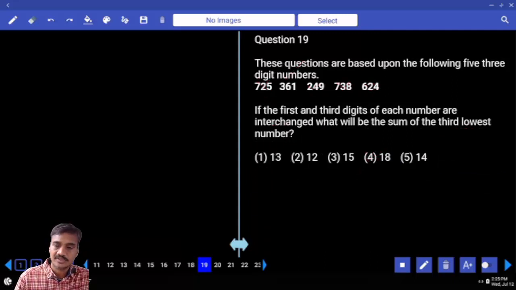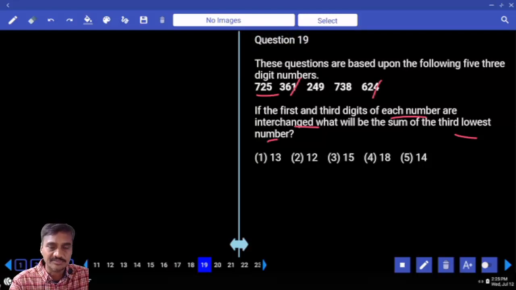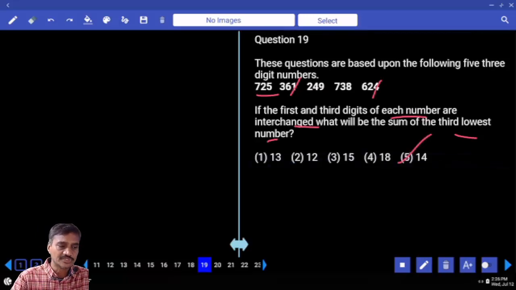Then the 19th one. If the first and the third digits of each of the numbers are interchanged, find the sum of the third lowest number. First and third interchanged means the third digit is coming to the first place. Then the sum of the third lowest number. What is the lowest here? 1, isn't it? And this is the second lowest and this is the third lowest. And the sum is so much? 14. 14 is the choice for question number 19.